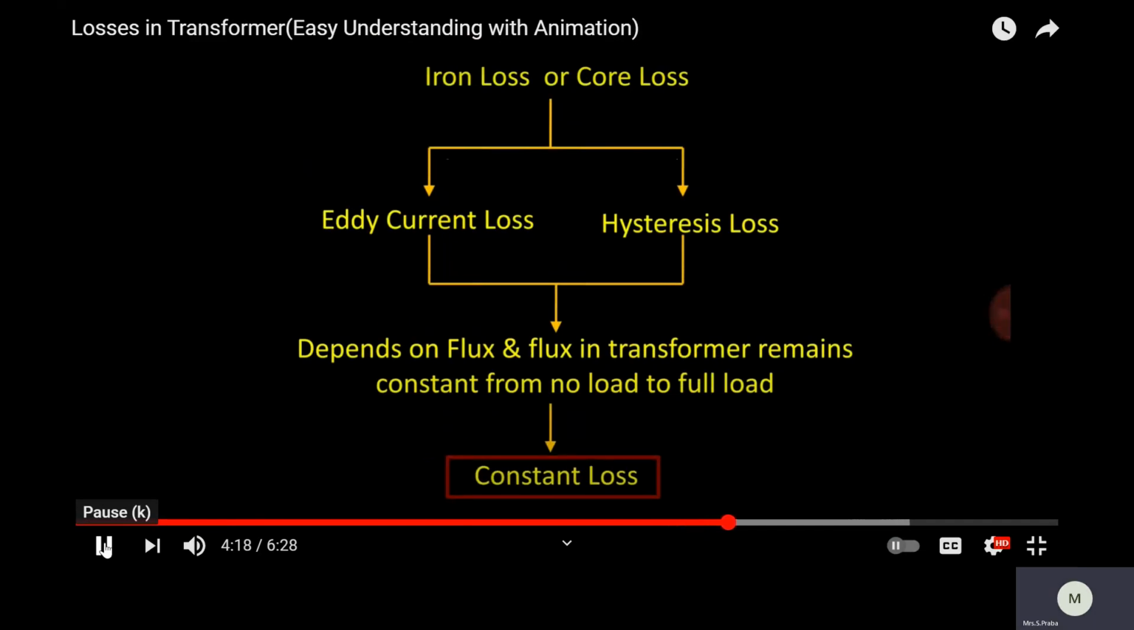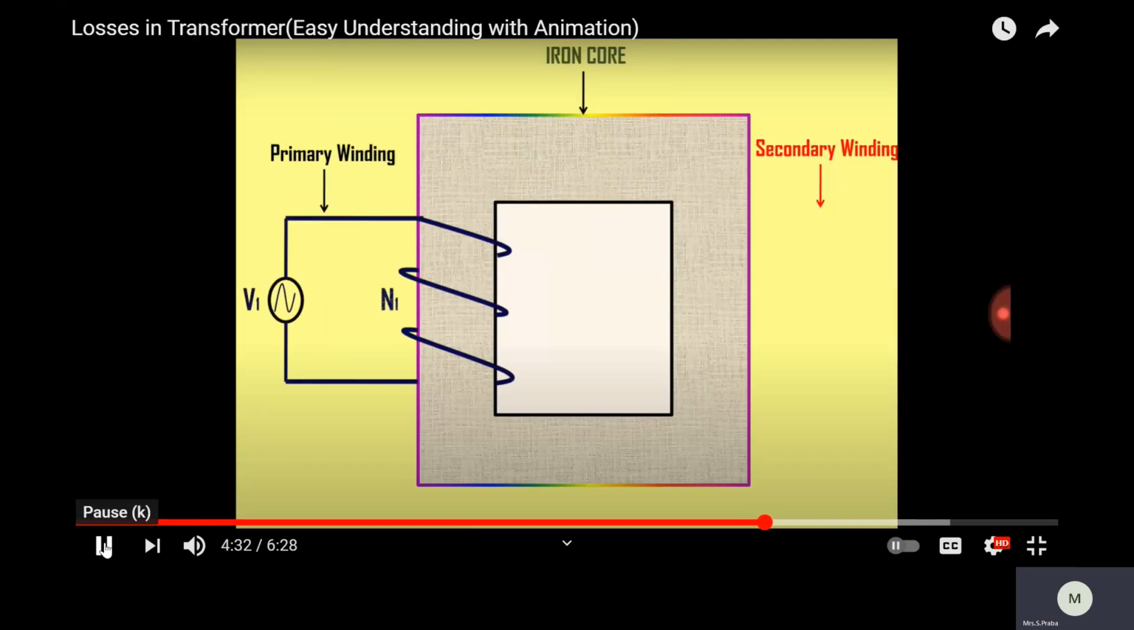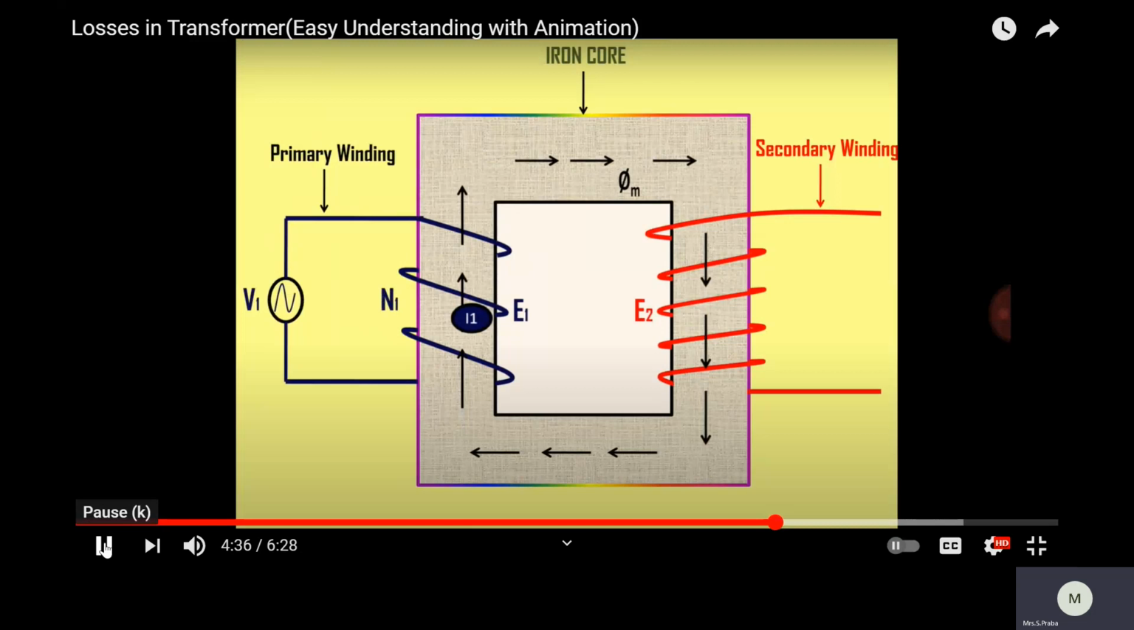So what is the reason iron loss is called a constant loss? Because these losses depend on flux, and flux in a transformer remains constant from no load to full load. That's why this loss is called a constant loss. The next loss is called copper loss. This copper loss takes place in the primary winding and secondary winding.